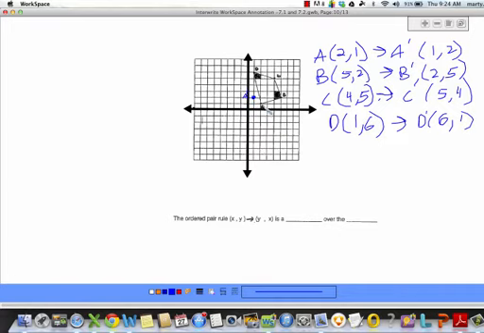B, 2, 5. 1, 2, 1, 2, 3, 4, 5. I'm right on my other figure, which is a little bit of a pain. C was 4, 5. It's going to be 5, 4. 1, 2, 3, 4, 5. 1, 2, 3, 4. It ends up right there. C prime. And D was 1, 6. Ends up 6, 1. It ends up way over here. D prime.